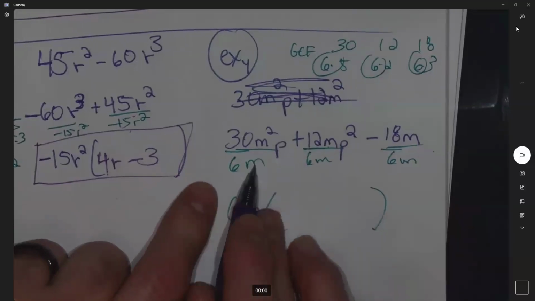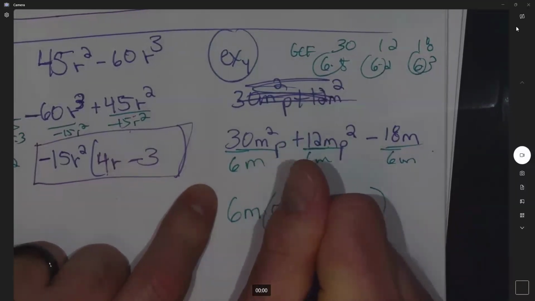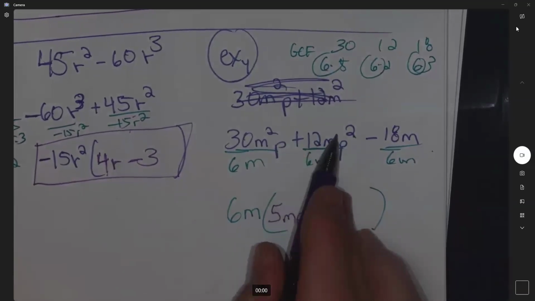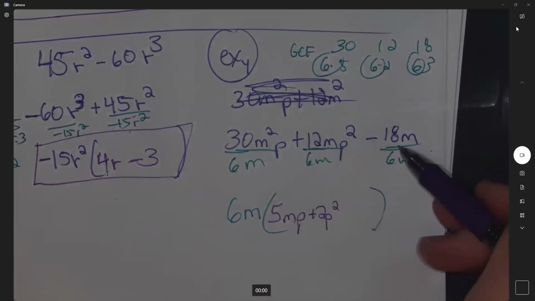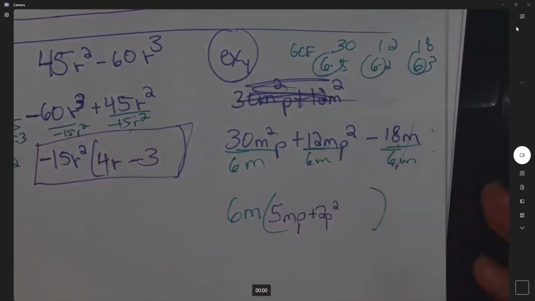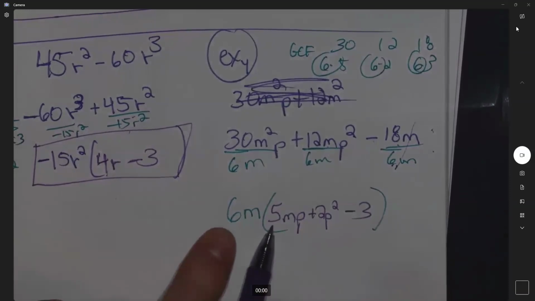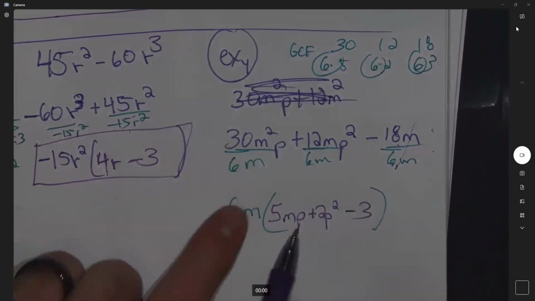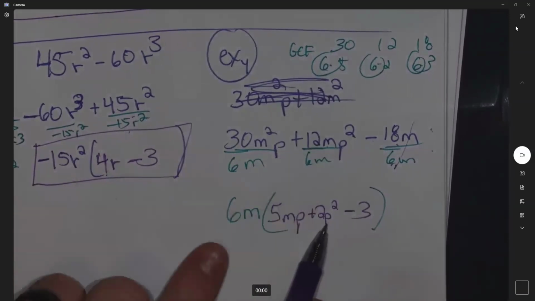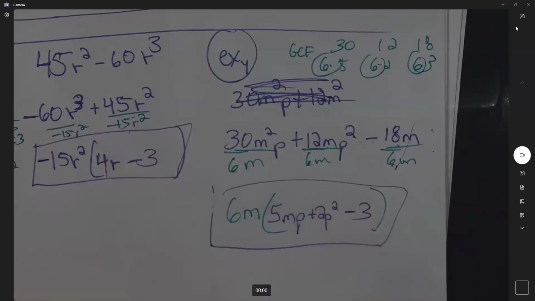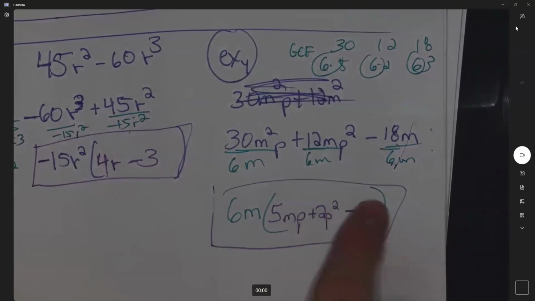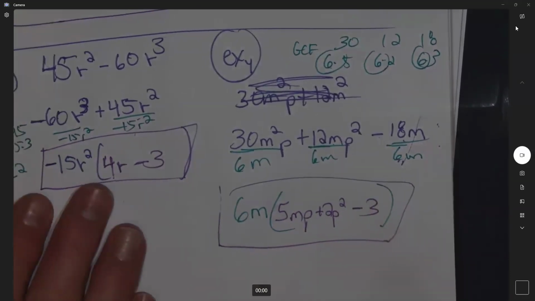When we divide each of these expressions by 6m, here I'm left with 5mp. Here I'm left with 2, the m's cancel, so 2p squared. And here I'm left with negative 18 over 6, the m's cancel, so negative 3. If I were to distribute the 6m back in, I would get 30m squared p, 12mp squared, and negative 18m, which is what we started with. So I know that I have taken out the greatest common factor, as long as no other factors will go evenly into these three.